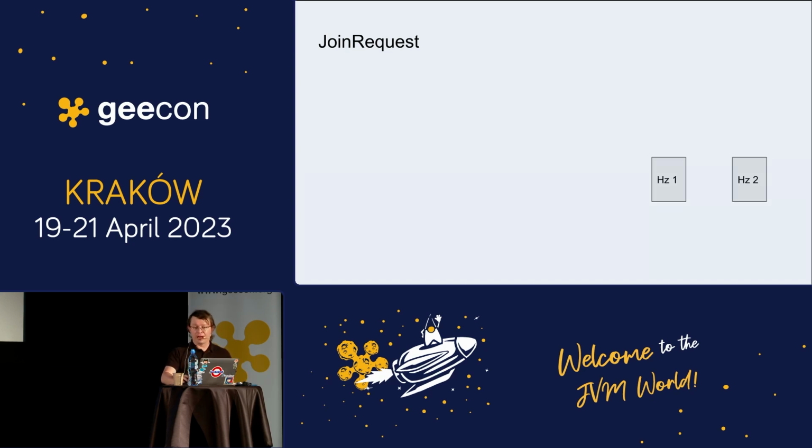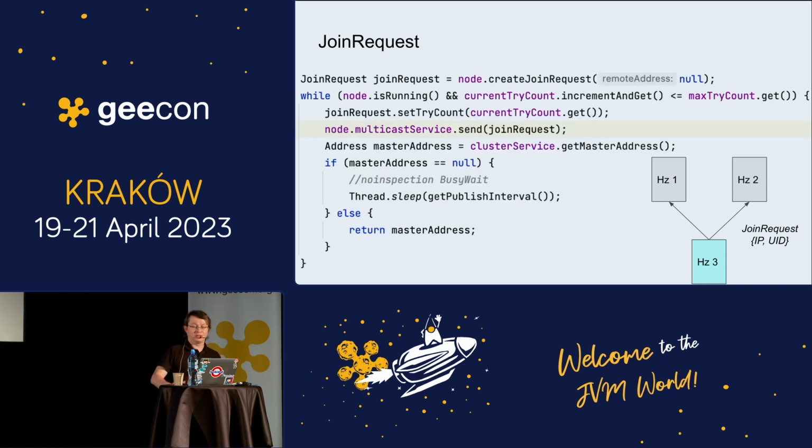If you have Hazelcast with 2 members and an additional member would like to join the cluster, it sends a so-called join request. In this join request, it includes its IP address and unique ID. And it's sent in the following while loop. What can we see in this loop? It is while true.